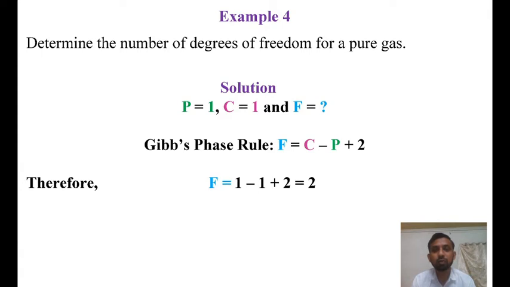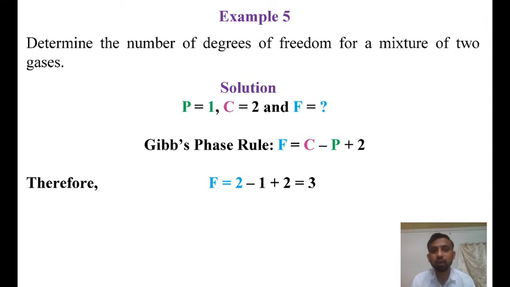Determine the number of degrees of freedom for a pure gas. As we know, for a pure gas the number of phases is 1 and the component is also 1. Therefore F is equal to 2. That is, a given sample of any pure gas obeys the ideal gas equation, that is PV is equal to RT. If the values of pressure and temperature are specified, the third variable, that is volume, is fixed automatically. Therefore F is equal to 2.